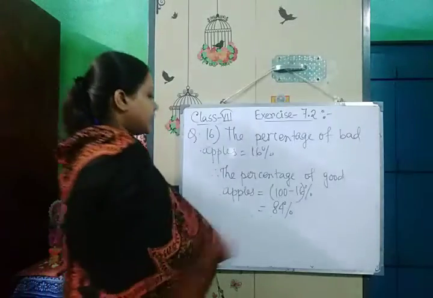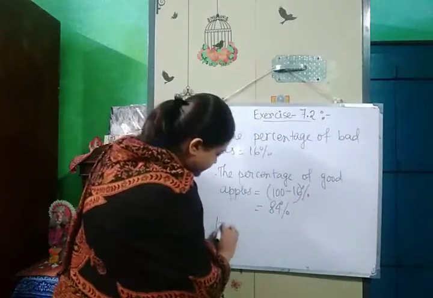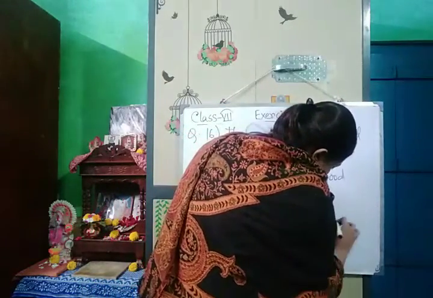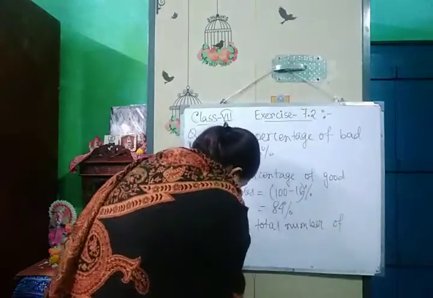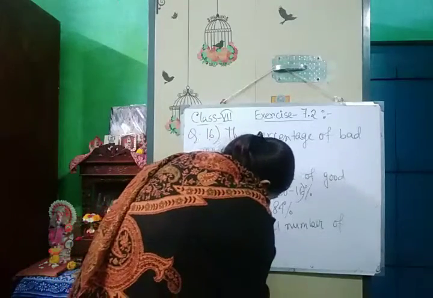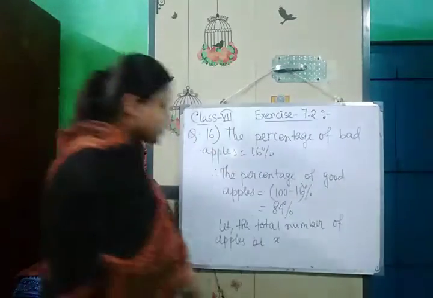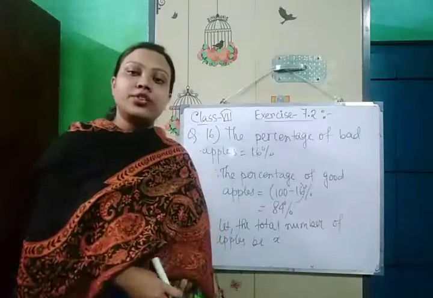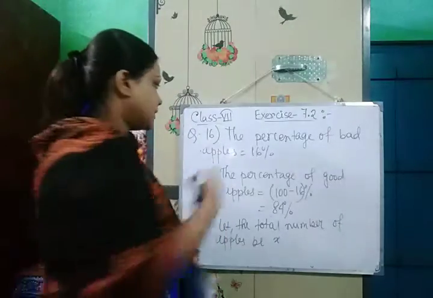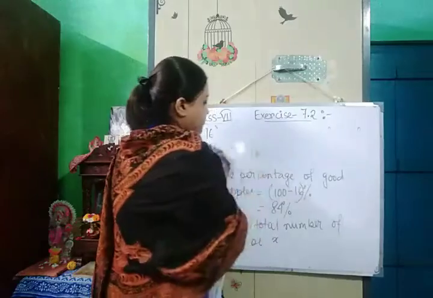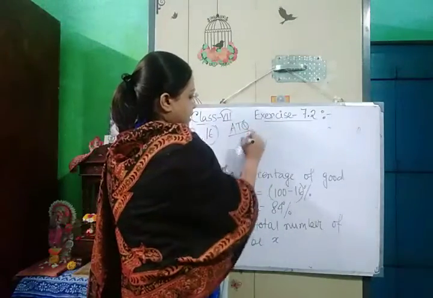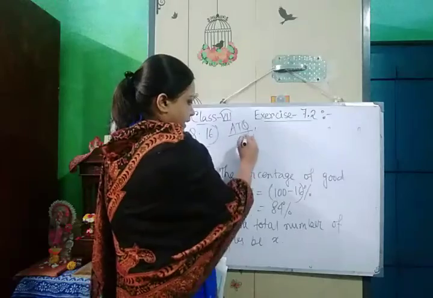Now let, I am writing here, let the total number of apples be x. So we have assumed that the total number of apples be x. Now we are going to find out that total number. How? See very carefully. According to the question, this is the total number of apples, x.